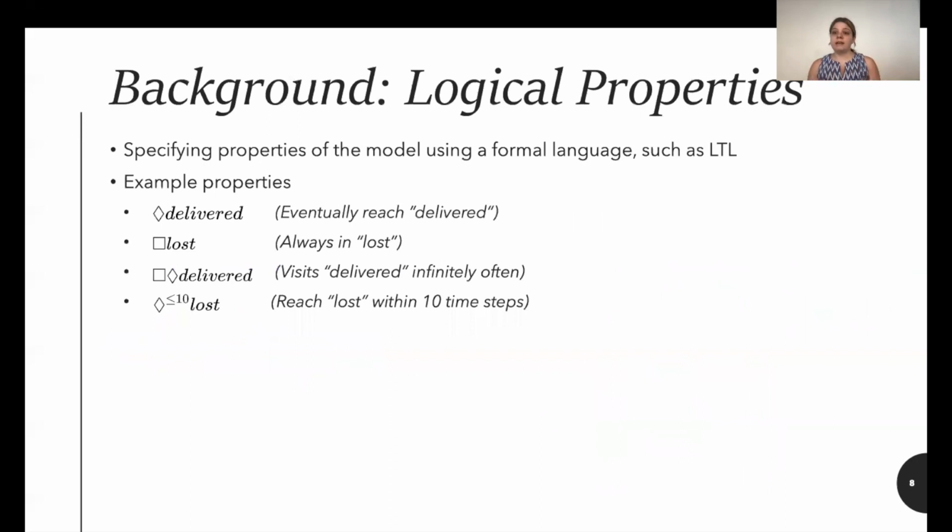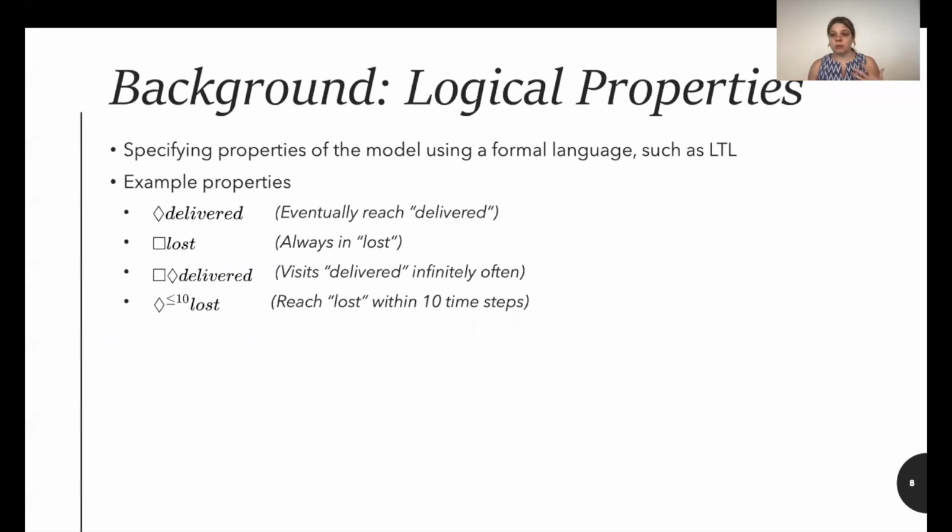We're going to be looking at logical properties to determine the utility of the system, and we're going to use a modeling language similar to LTL. Some example properties in LTL are eventually reaching the delivered state, always being in the lost state, visiting the delivered state infinitely often, or reaching the lost state within 10 time steps.